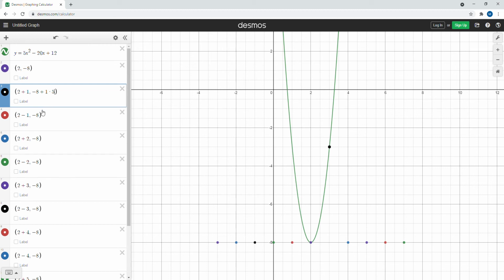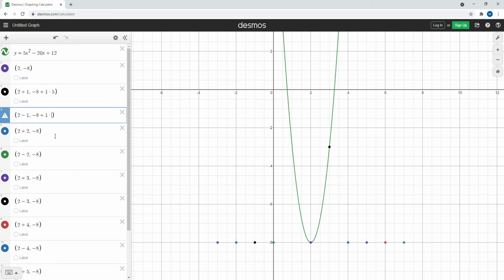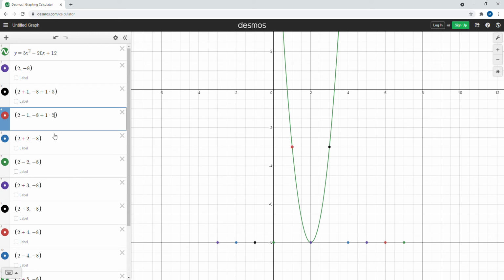We're going to do the same thing for the next point. We're going to add 1, but then because we have to multiply by the leading coefficient, I hold down the Shift key and hit the number 8 key. That gives us multiplication, and then multiply by 5. And so now that's on the parabola. Now I think the next points are probably going to go off the screen, so I'm going to zoom out just a bit here.